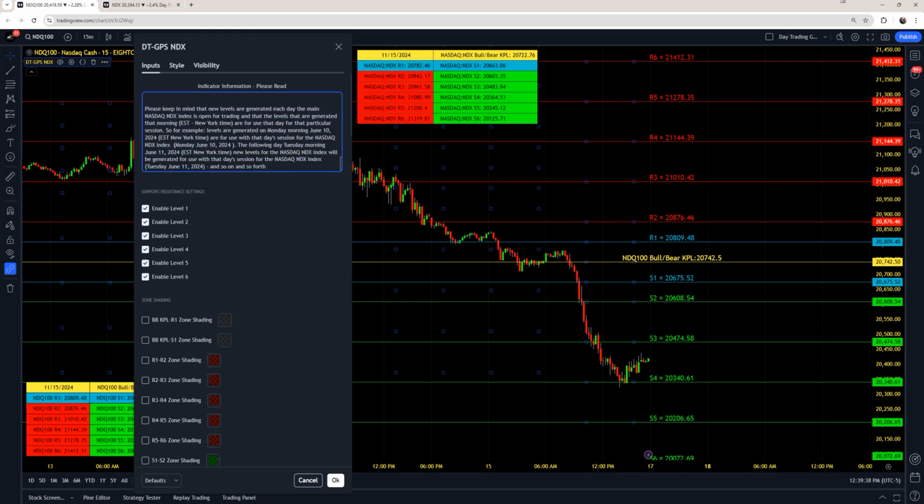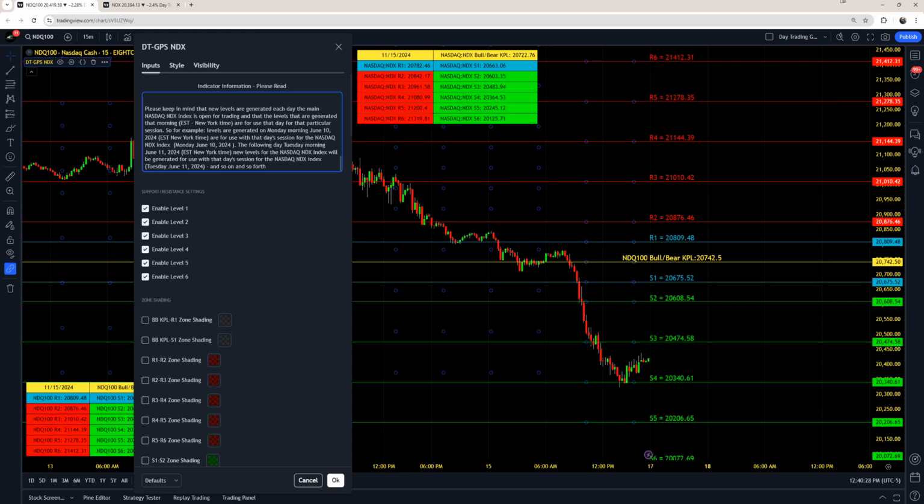And finally, please keep in mind that new levels are generated each day. The levels that are generated the morning the main Nasdaq index is open for trading, EST New York time, are for use that day for that particular session. So for example, levels that are generated on Monday morning, June 10th, 2024, Eastern New York time, are for use with that day's session for the Nasdaq NDX index on Monday, June 10th, 2024, and the following day, Tuesday morning, June 11th, 2024, Eastern New York time, new levels will be generated for the Nasdaq NDX index for use with that day's session for that index on Tuesday, June 11th, 2024, and so on and so forth.